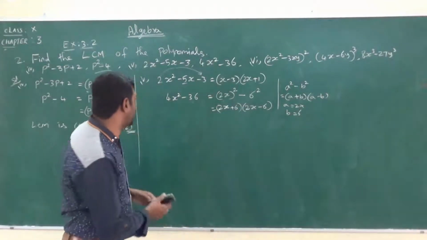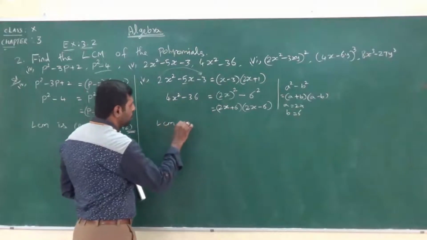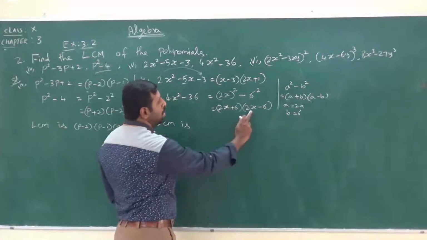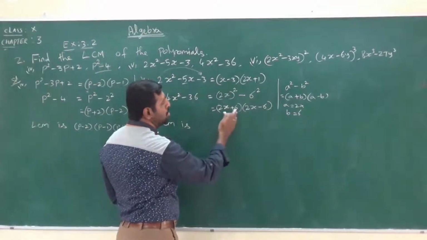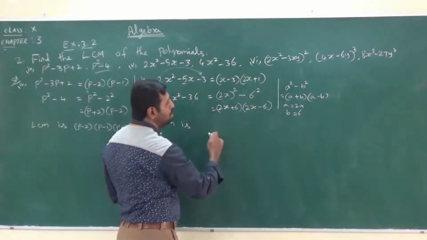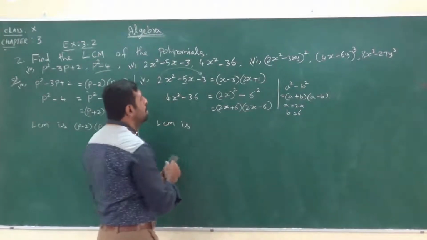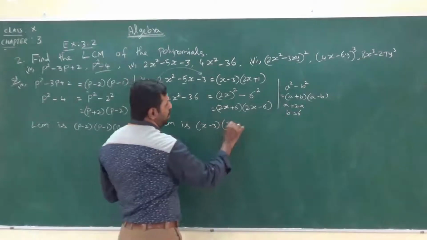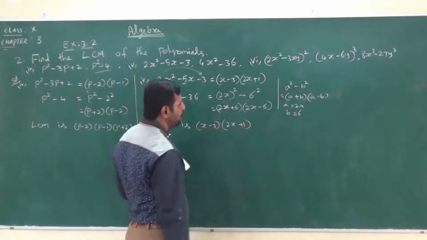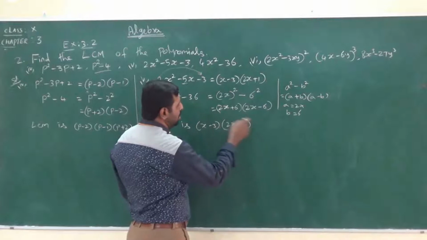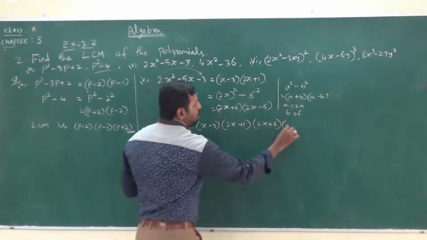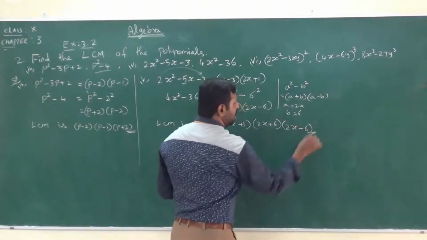So the LCM of this term is equal to... we have factored all the terms, right? So here we can take 2 as common outside in both the terms. X minus 3 is one of the terms and 2x plus 1 is another term. And then 2x plus 6 and 2x minus 6 is the LCM.